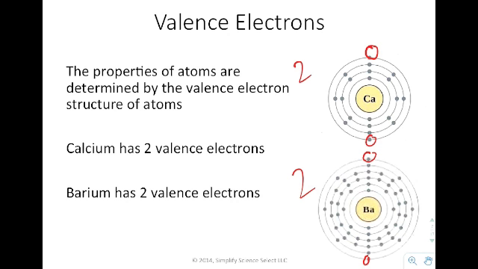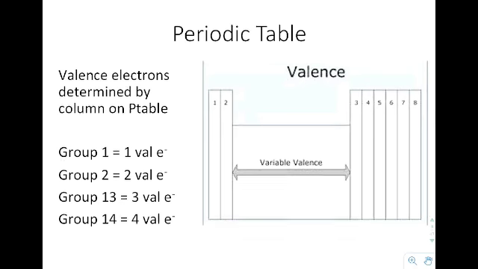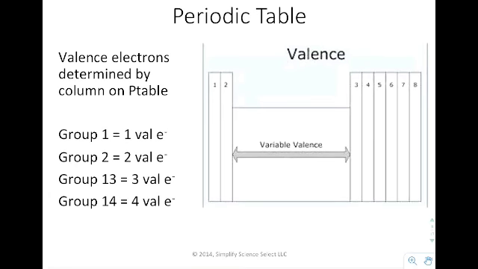They have the same reactivity with water. They form acids and bases the same way. All the reactivity tends to be the exact same because they have the same valence structure. In addition, calcium and barium are both in group 2 on the periodic table. Everything in group 2 has 2 valence electrons.